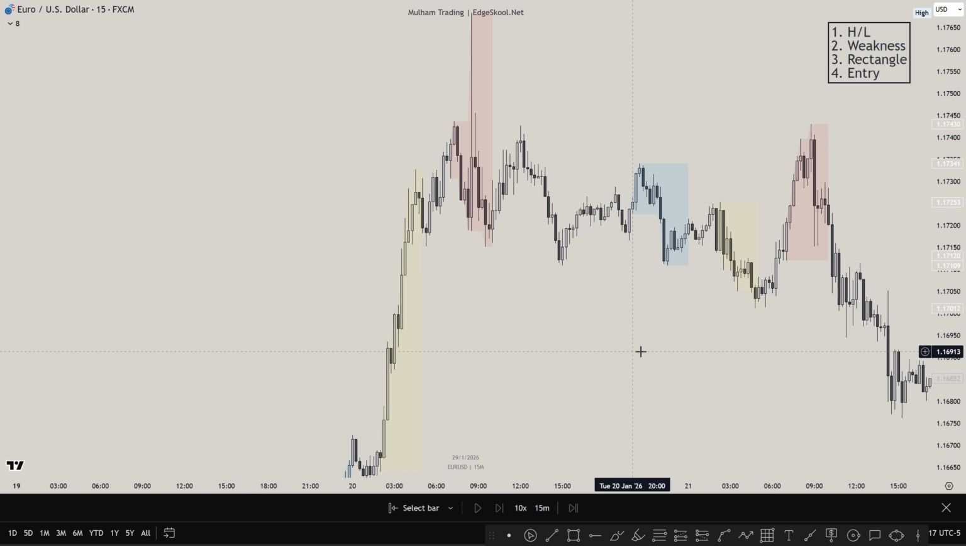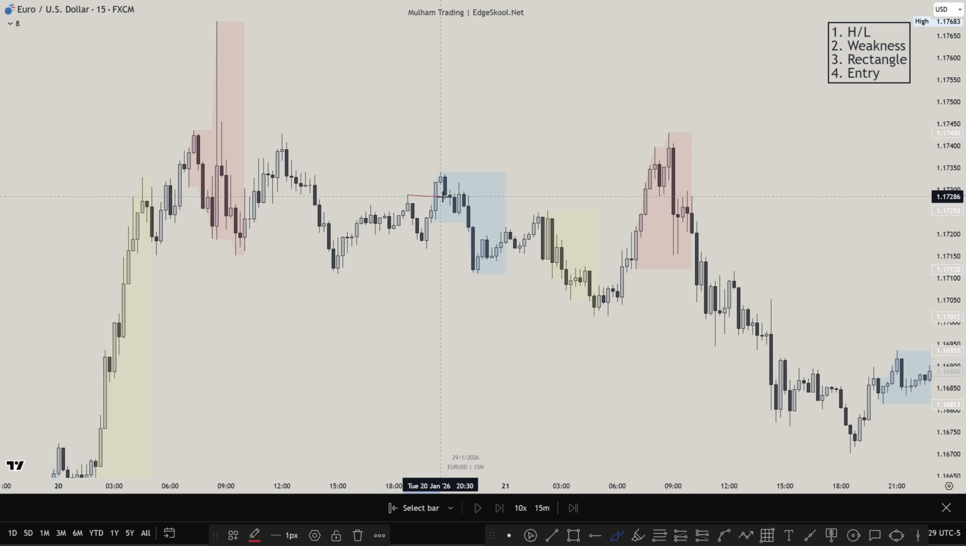Now let's look at here. Now simply I can see that we have this valid market structure here, which is on Asia session. We have price kind of just going 2 candles above a high and then going lower, aggressively breaking structure.